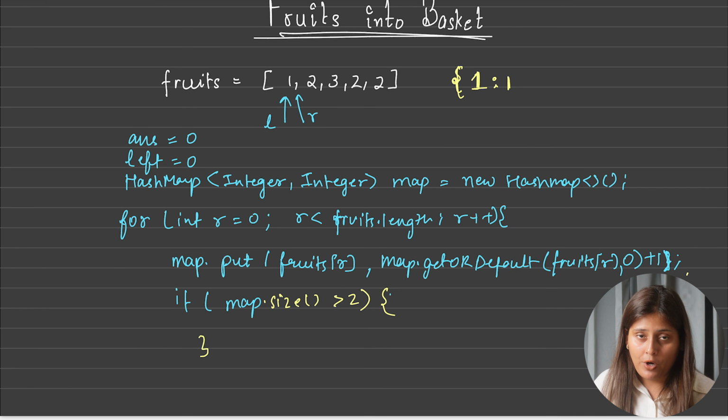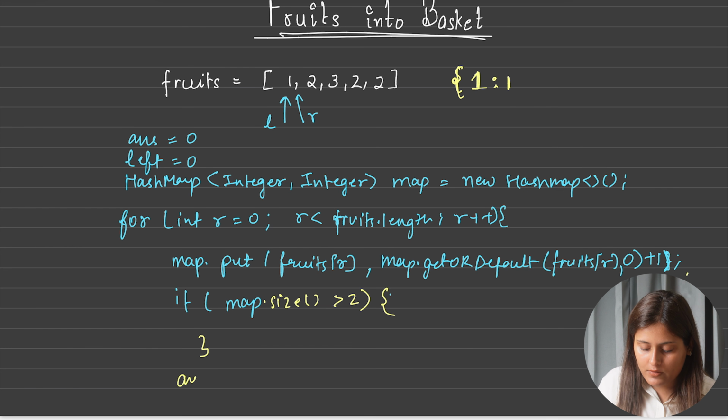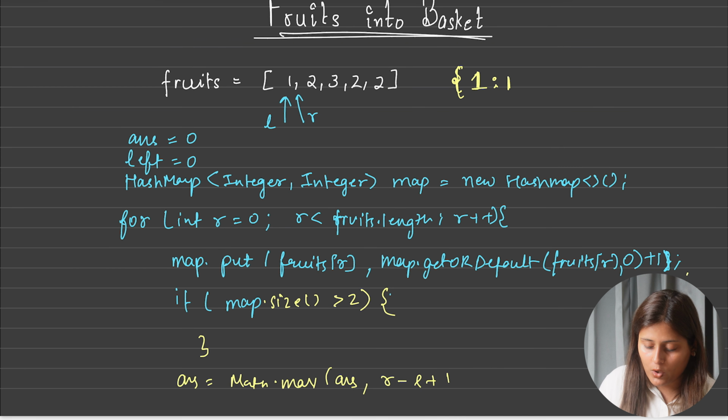Okay, so what we want is the maximum length. To calculate the length, you know the formula: answer is equal to Math.max of the previous calculated answer and the current length. And how can we get the current length? Right minus left plus 1.